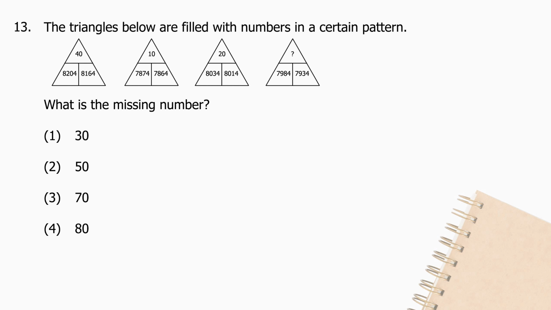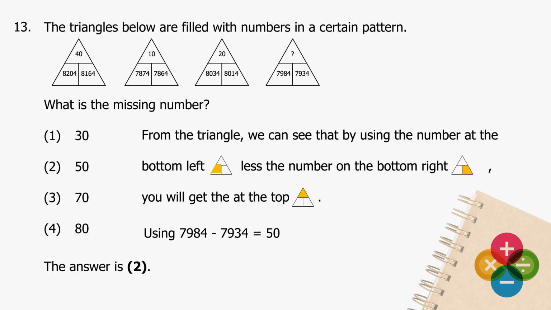Question 13. The triangles below are filled with numbers in a certain pattern. What is the missing number? From the triangle, we can see that using the number at the bottom left minus the number at the bottom right, you will get the answer at the top of the triangle. Subtracting 7,934 from 7,984, the difference will be 50. The answer is 2.